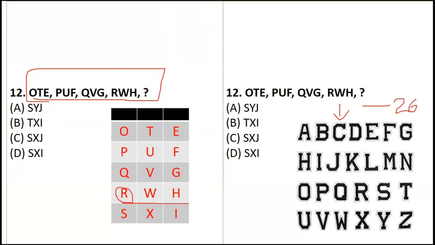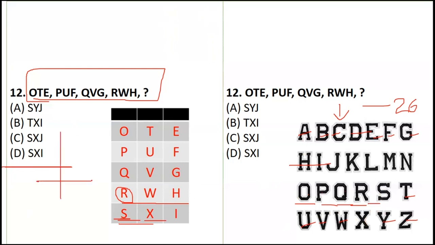O, P, Q, R are all in sequence, so the next in sequence will definitely be S. Now the distance between S and X should be the fifth alphabet: 1, 2, 3, 4, fifth. Yes, the fifth alphabet. And the distance between X and I should be 10: 1, 2, 3, 4, 5, 6, 7, 8, 9, 10. That is how you get the answer S, X, I. I hope it is very clear.